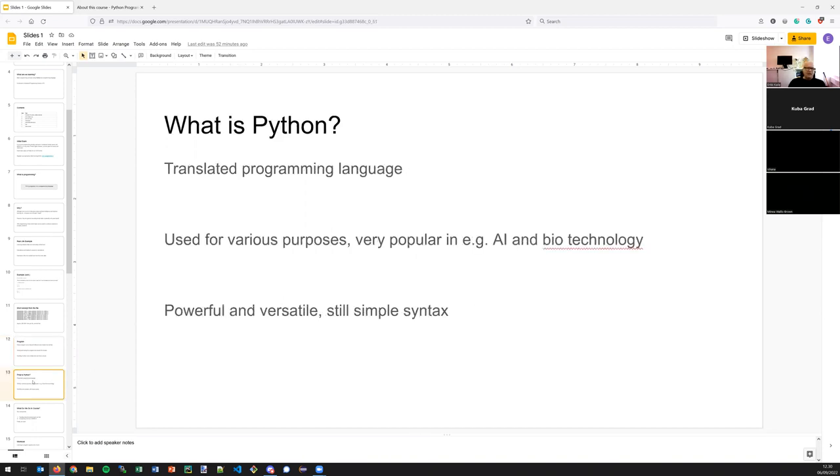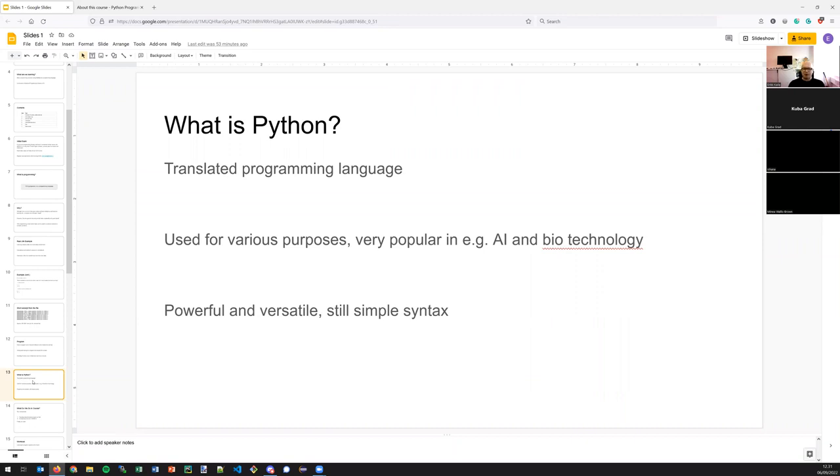So the language we are using is called Python. It's a translated programming language. There's a little bit of theoretical background for this in the material, although the material is mostly supposed to be practice oriented, meaning that it's mostly about writing programs, but there's some theoretical background here and there.